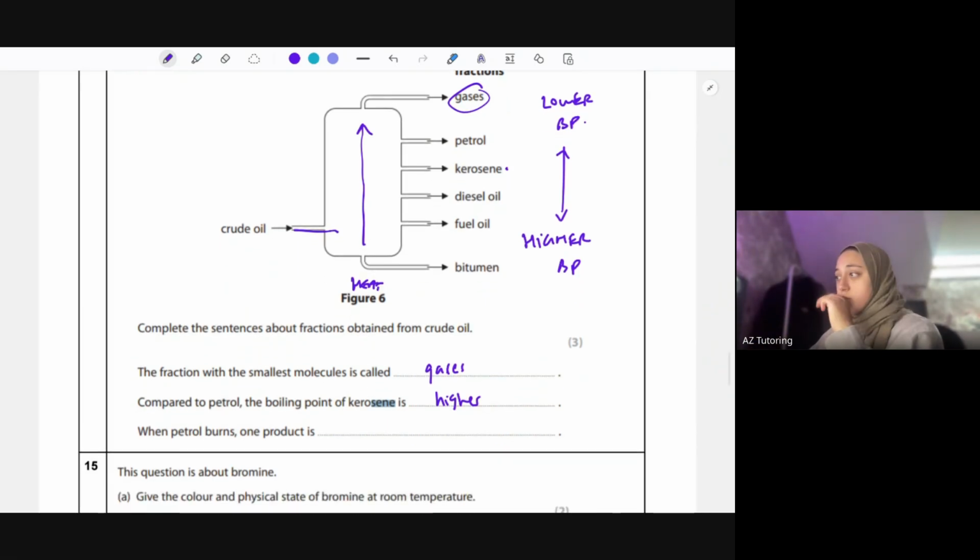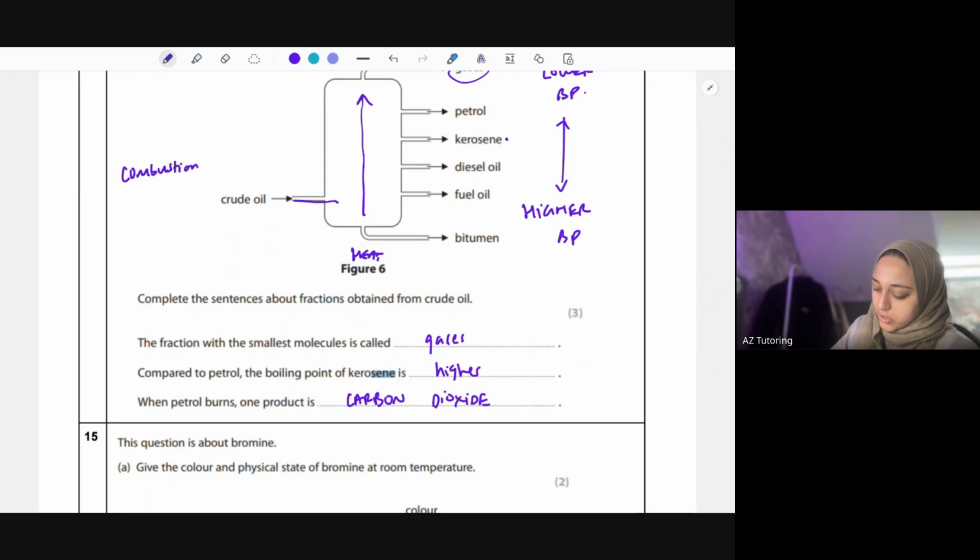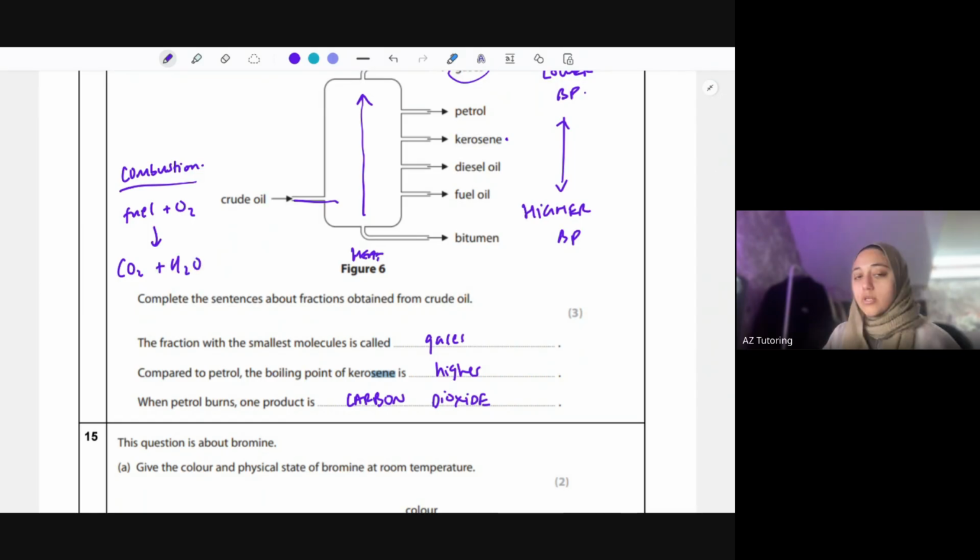When petrol burns, one product is, so when you're thinking of combustion, carbon dioxide. You could even say carbon monoxide as well. That's incomplete combustion, but complete combustion is carbon dioxide. You could have even said water as well. So I'll just write the combustion reaction here. A combustion reaction is where you get fuel, you react it with oxygen, and then carbon dioxide and H2O are the products. That's complete combustion.